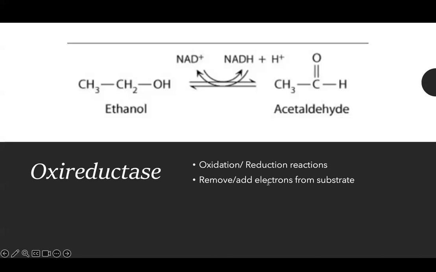So the first one was oxidoreductase. As the name says, oxidation and reduction reactions are catalyzed by this class of enzymes, so the removal or addition of electrons from a substrate. For example, in this one, we have alcohol dehydrogenase, which oxidizes ethanol to acetaldehyde with the help of a cofactor NADH, and I will get back to cofactors in a little bit as well.